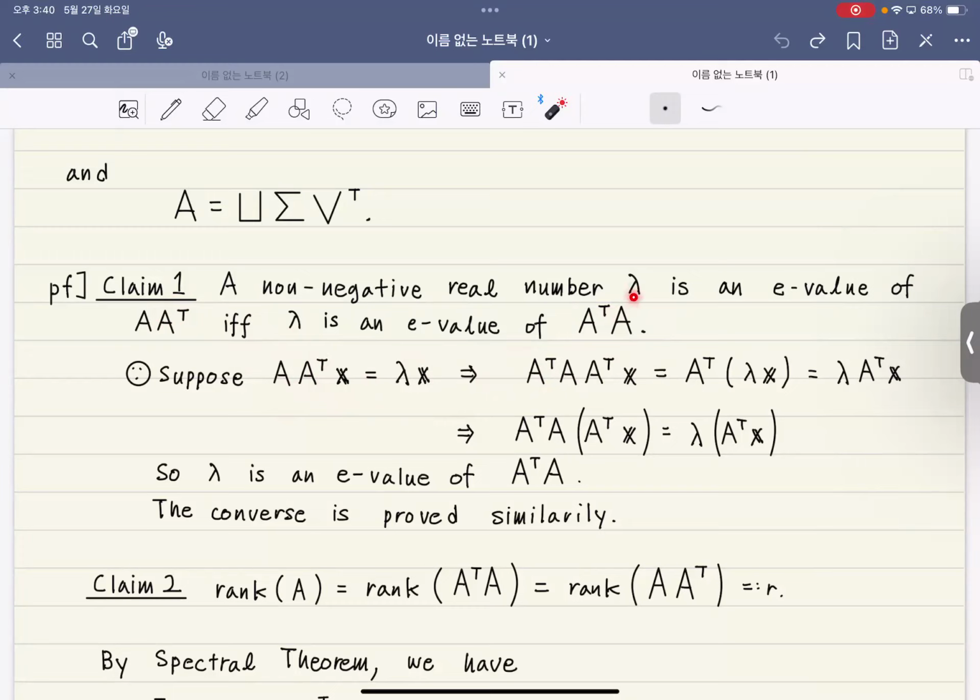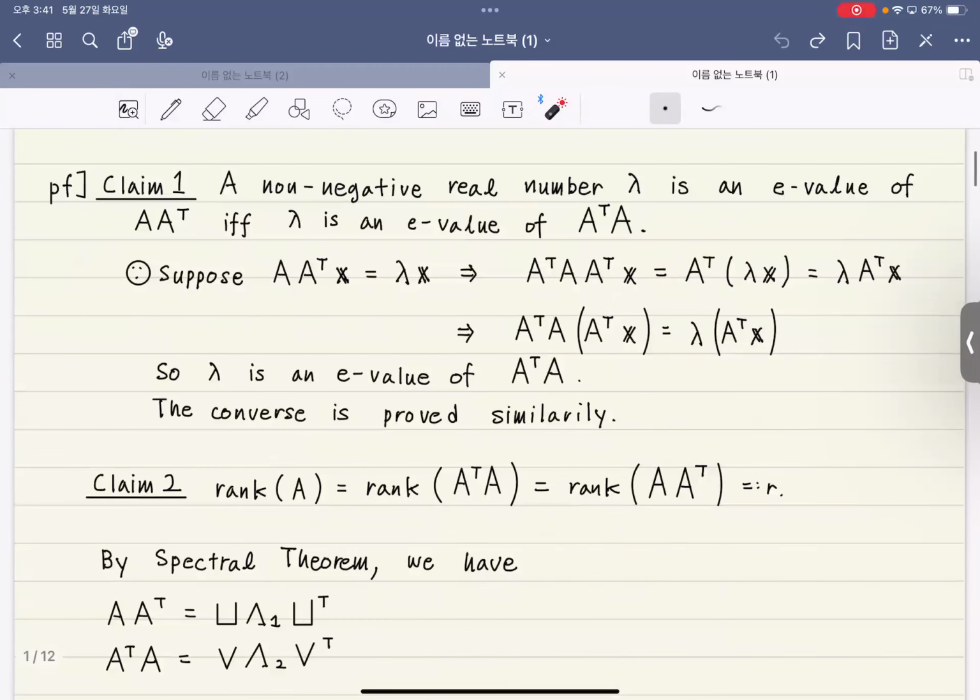Suppose that lambda is an eigenvalue of A A transpose. Then by definition of the eigenvalue, A A transpose times X is lambda times X. Multiplying both sides by A transpose on the left, we have A transpose A A transpose X equals lambda times A transpose X. If you look at this equation, A transpose A times A transpose X is lambda times A transpose X. That means lambda is an eigenvalue of A transpose A, whose eigenvector is A transpose times X. So if lambda is an eigenvalue of A A transpose, then lambda is an eigenvalue of A transpose A. The converse can be proved in a very similar way, so I will just skip it.